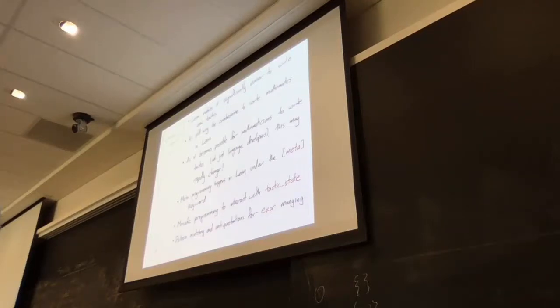Yeah. So it's the exact same language. So you can write functions that manipulate expressions inside.